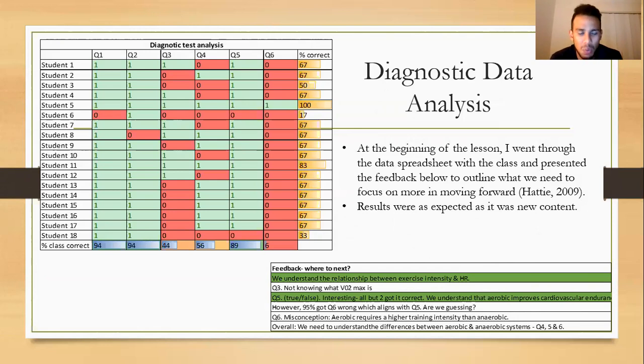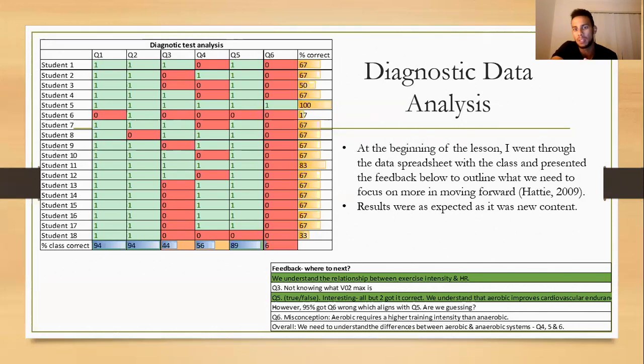Question 6, again, only 1 student got this one correct. So this was a big misconception that aerobic requires a higher training intensity than anaerobic. But overall, we can see that based on the results, the students need to understand the differences between aerobic and anaerobic systems. So that ties into question 4, 5, and 6.